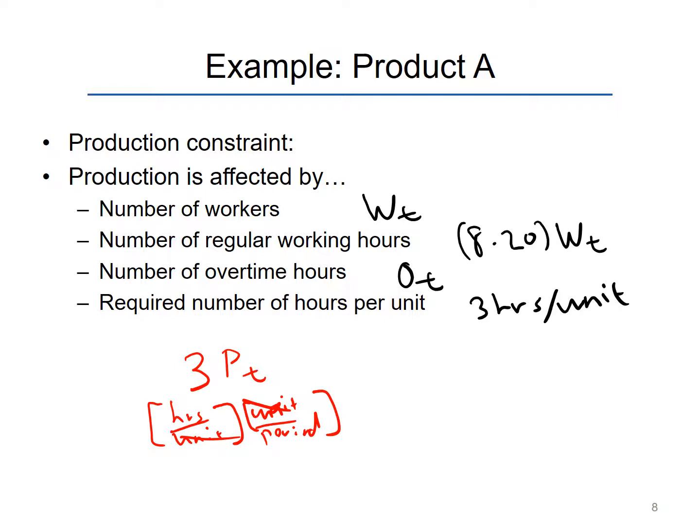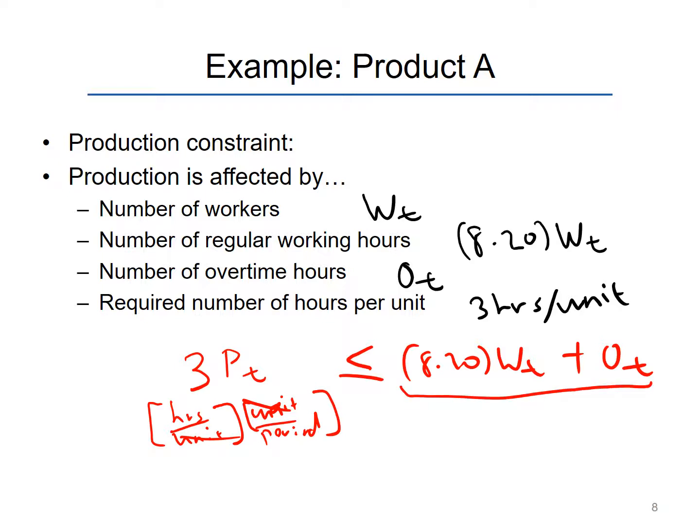We know that can't exceed 8 times 20 WT plus OT. If you look at the units on the right hand side, it's just hours per period, or just hours. So this should be the production constraint.